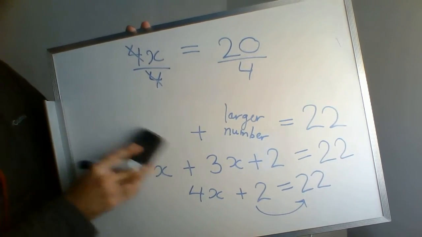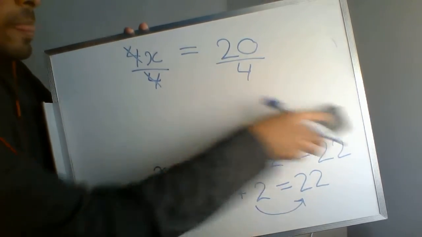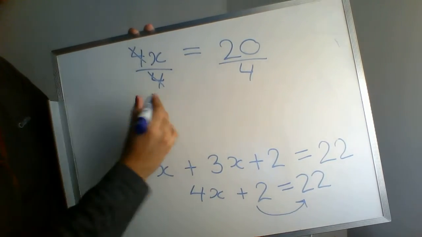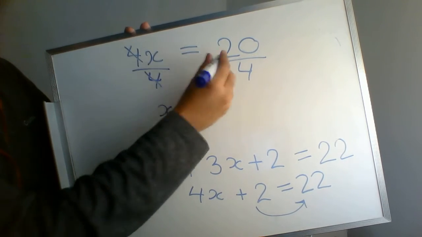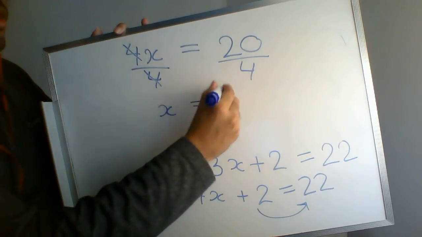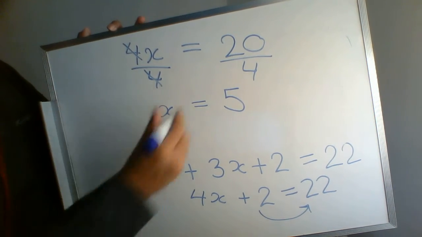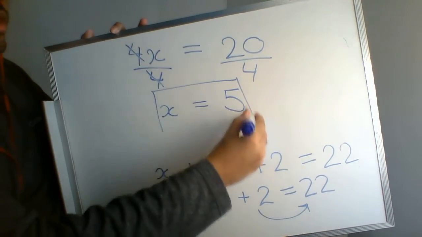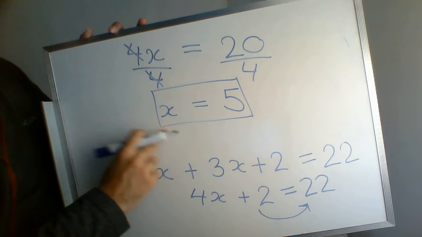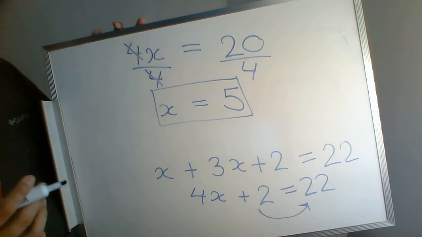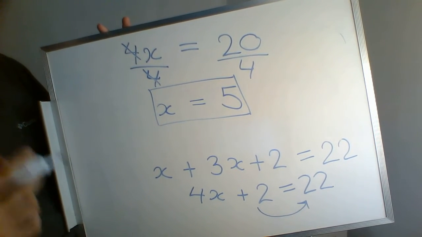I'm going to have to get rid of this so you can see where we are. I'm going to have just an x on the left side, and then on the right side we've got 20 divided by 4, which is 5. Alright, so now we've found the smaller number has to be 5. Now based on that we can figure out what the larger number is.